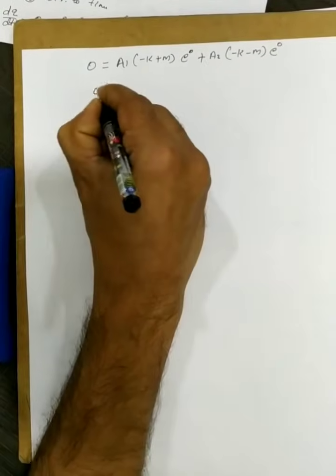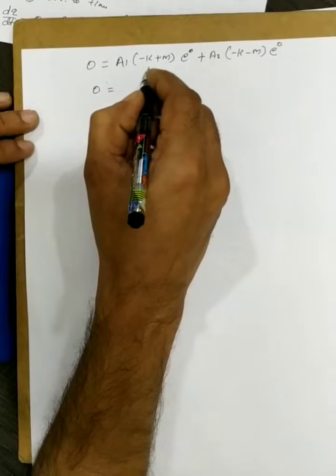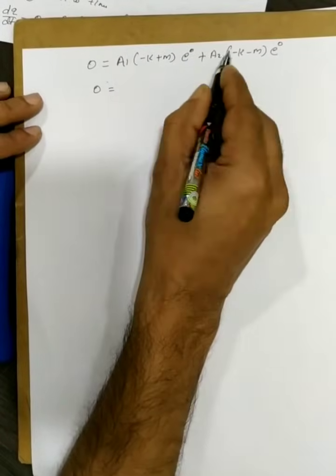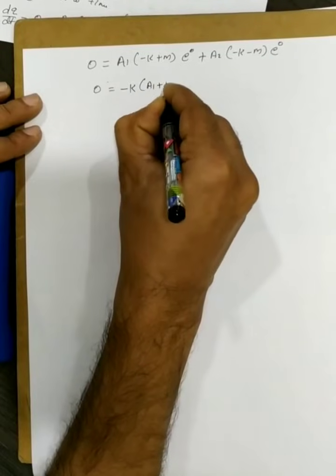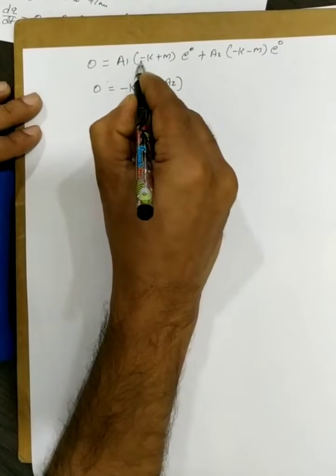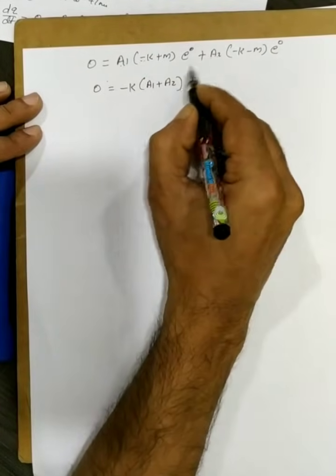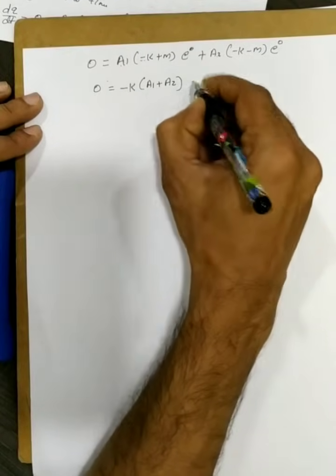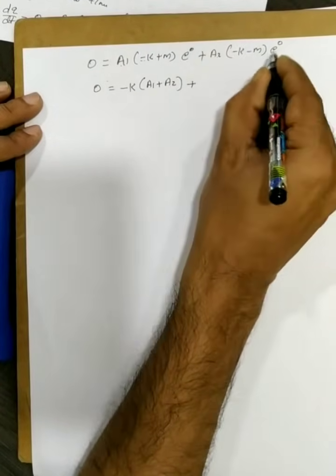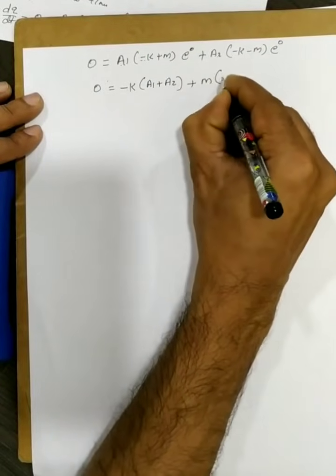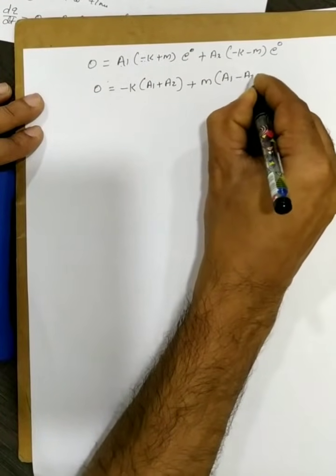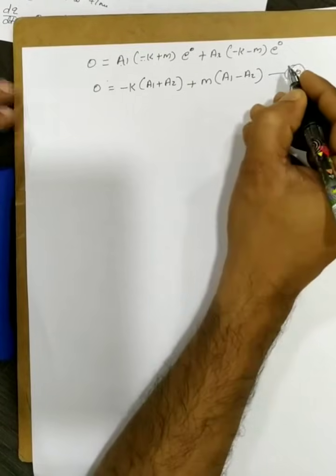Let me club the terms of k. So we get minus k (A1 plus A2). Here we have a minus k A1 and here a minus k A2. So minus k times (A1 plus A2), plus e raised to 0 is 1. Then the term with m, m is taken outside, m (A1 minus A2). This is equation 10.